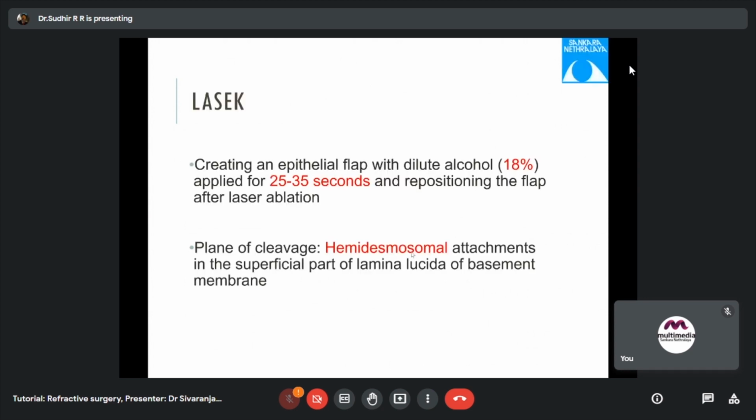Moving on to LASIK, it creates an epithelial flap with dilute alcohol applied for 25 to 35 seconds, and repositioning of the flap happens here. The plane of cleavage is hemidesmosomal attachments in the superficial part of lamina lucida of basement membrane.